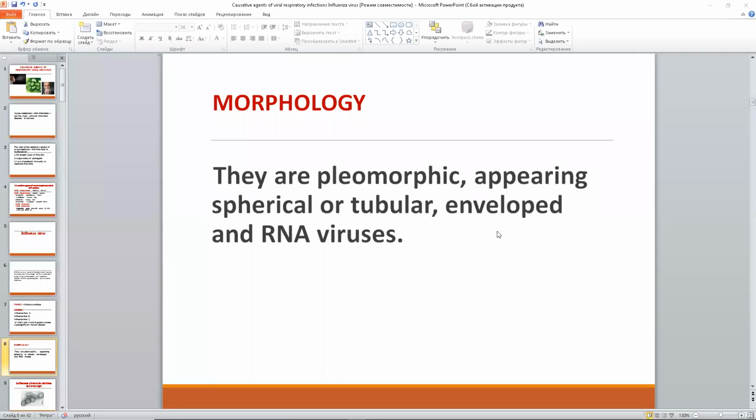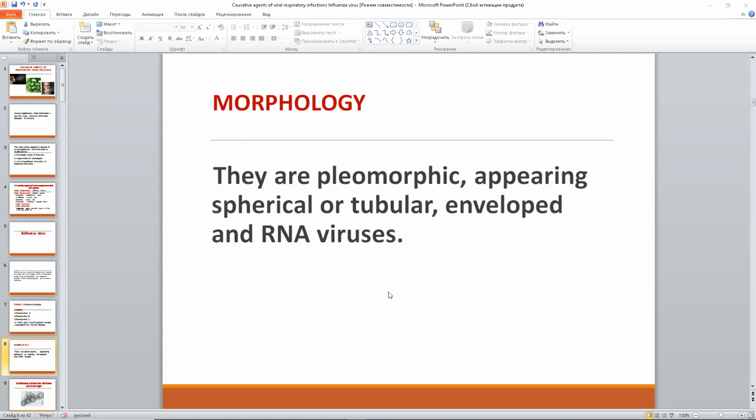Okay, so morphology. There's pleomorphic. We are talking about influenza virus. Morphology of influenza virus: they are pleomorphic, appearing spherical or tubular, enveloped RNA viruses. All you have to know about viruses.